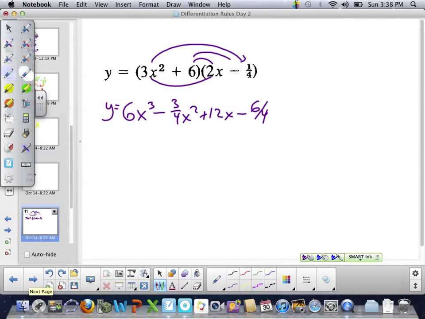Now that we've FOILed it, we can take our derivative, dy dx. Power rule, 3 times 6 is 18x squared. 2 times 3/4 is 3/2. X to the first, 2 powers down to 1. Derivative of 12x is 12. And the derivative of 6/4, well, that's constant, so that's 0. So in this case, dy dx equals 18x squared minus 3/2 x plus 12.